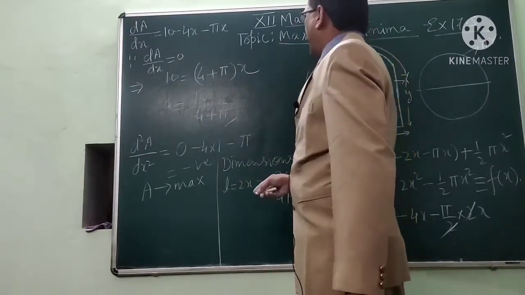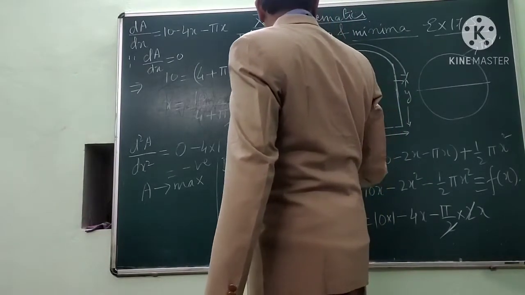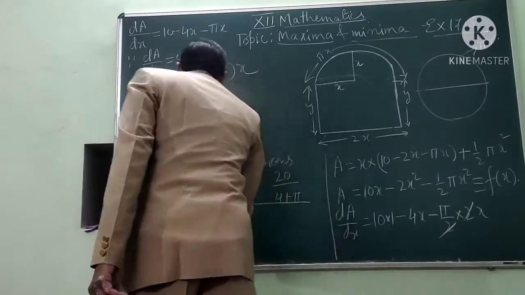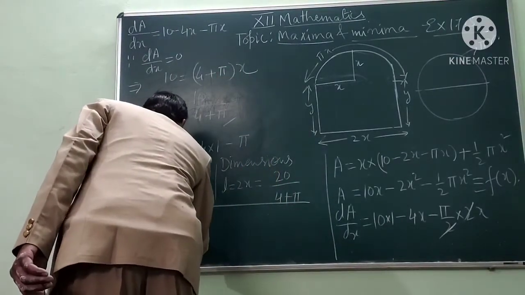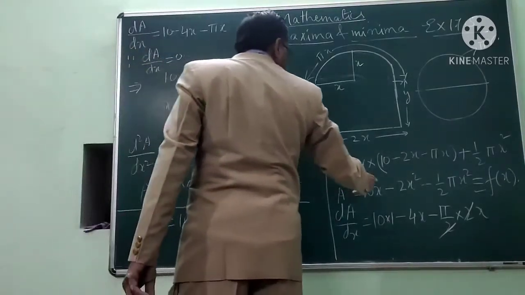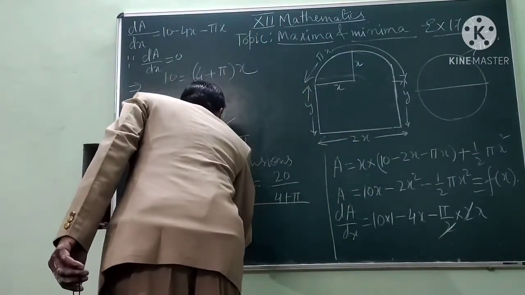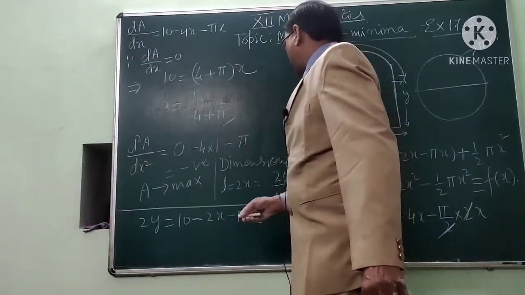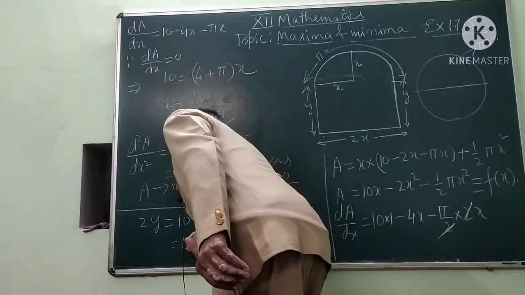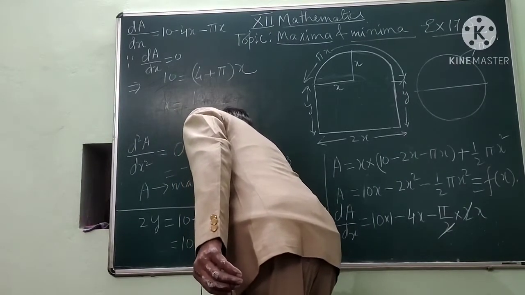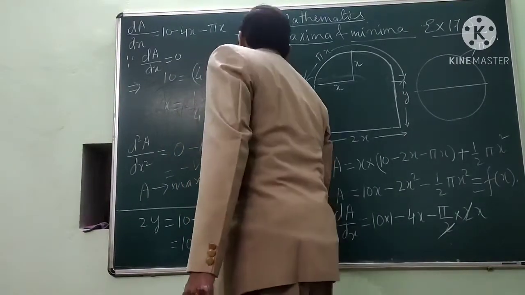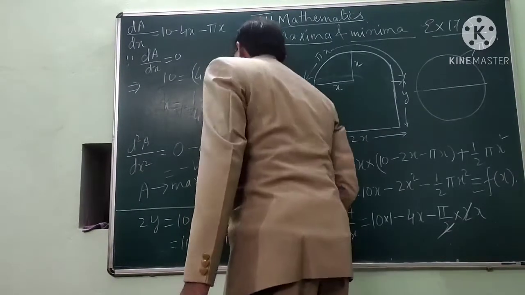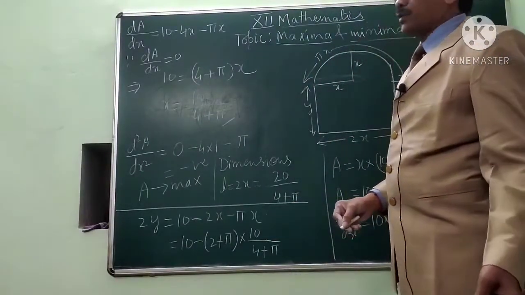And breadth is y, so we will find the value of y. Since 2y equals 10 minus 2x minus pi x, then we will put the value of x. It is 10 minus 2 plus pi into x, where x is 10 upon 4 plus pi. We will simplify for the value of y.